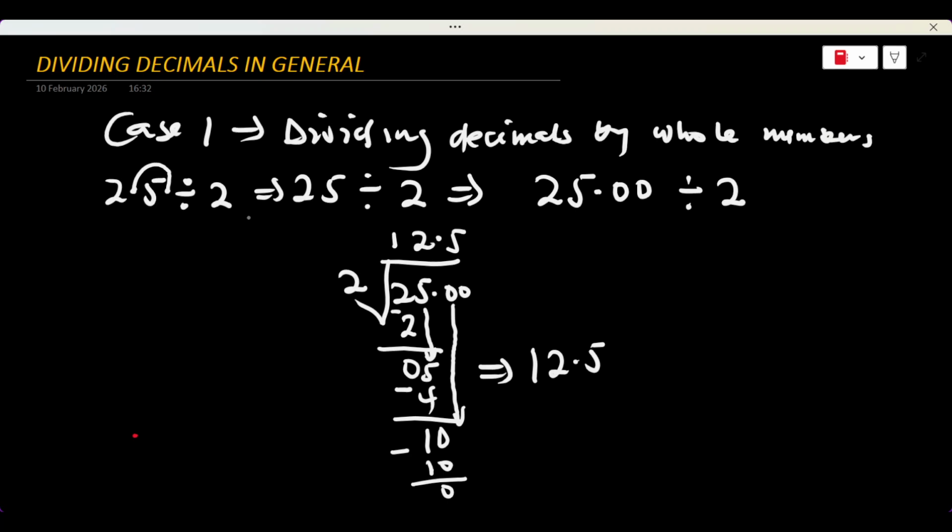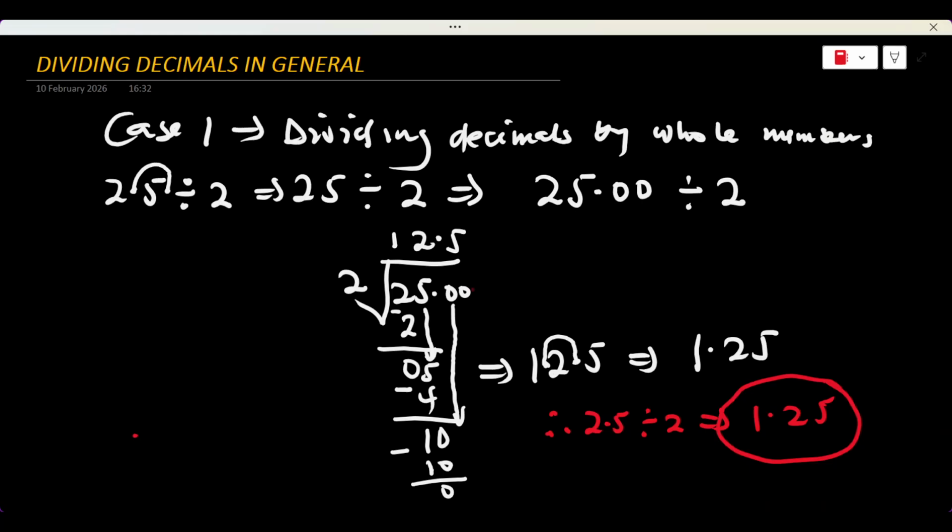But remember that you moved the decimal point 1 time to the right. So you bring it back to where you picked it. You move it 1 time backwards to this place. So this gives us what? 1.25. Therefore, 2.5 divided by 2, the answer is what? 1.25. I hope that is clear.